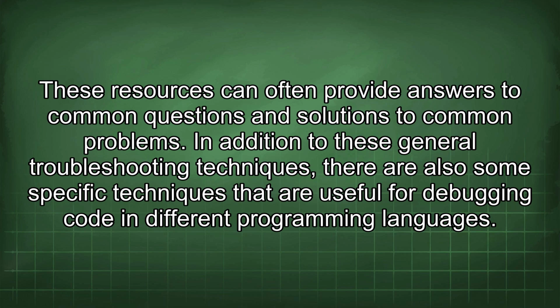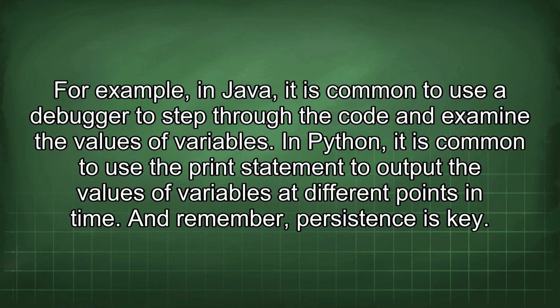solutions to common problems. In addition to these general troubleshooting techniques, there are also some specific techniques that are useful for debugging code in different programming languages. For example, in Java, it is common to use a debugger to step through the code and examine the values of variables. In Python, it is common to use the print statement to output the values of variables at different points in time. And remember, persistence is key.